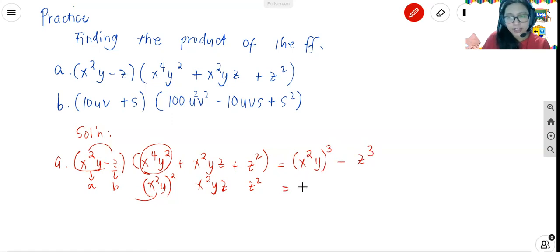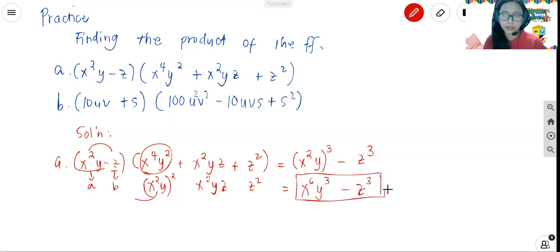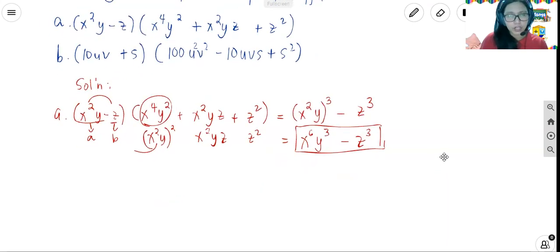And to simplify that, we have x to the 6, y cube minus z cube. This is now the product of (x squared y minus z) times (x to the fourth y squared plus x squared yz plus z squared). I hope you got this correctly.